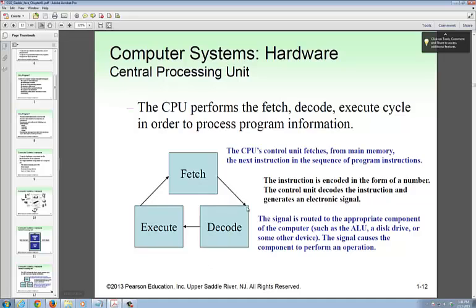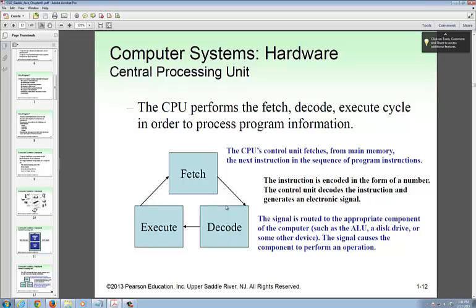This is very important: how, when the computer program runs, what happens when you compile? It goes through the fetch, decode, and execute. So what does this mean? The CPU control unit fetches from the main memory the next instruction in the sequence of program instructions, and then it decodes it.